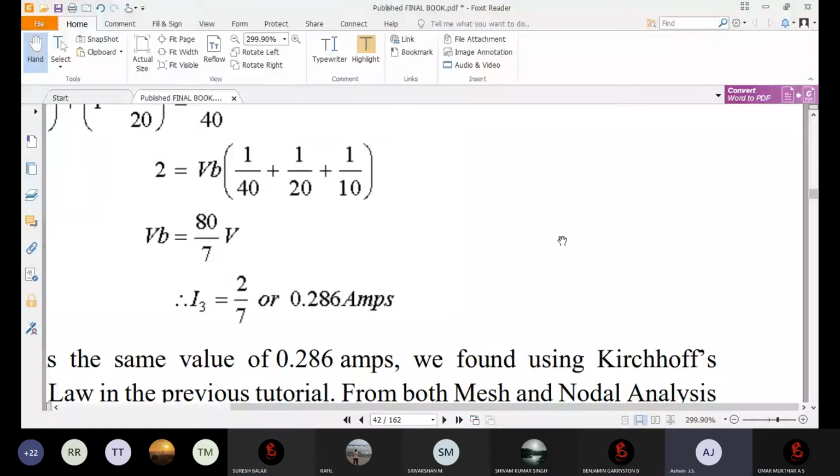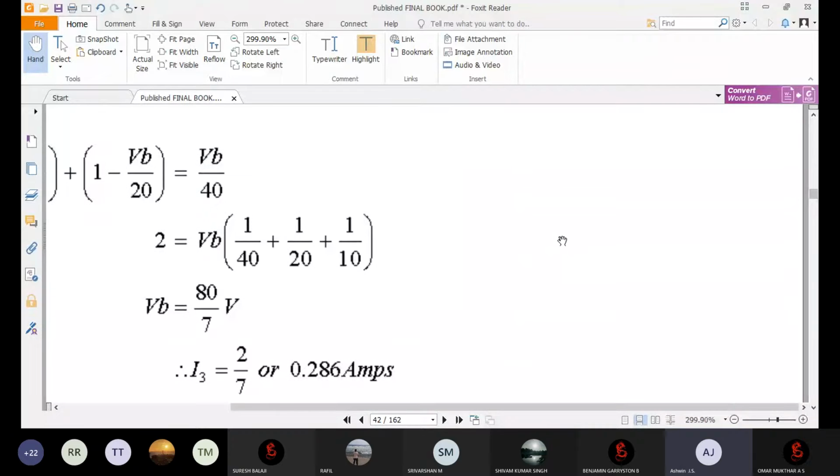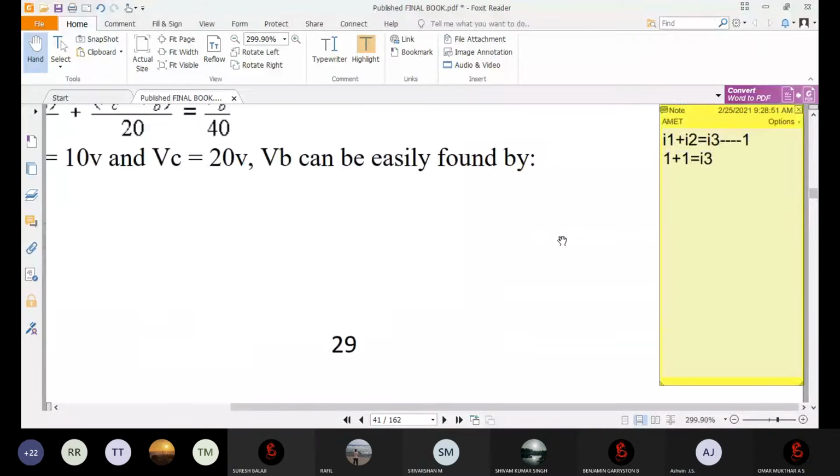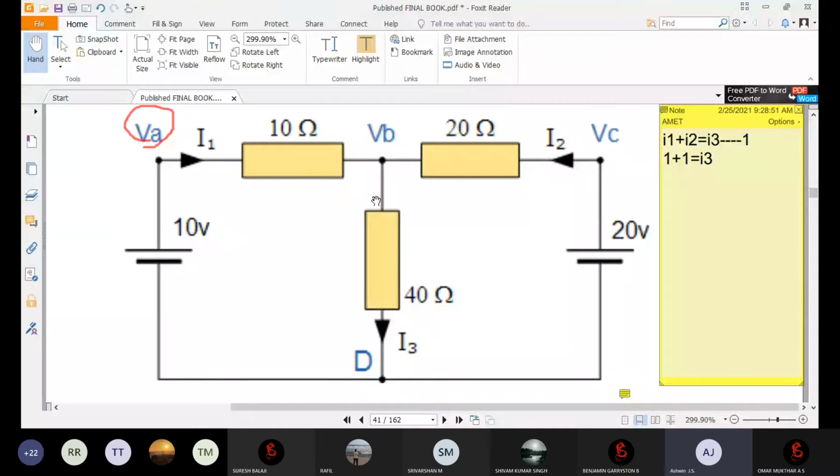Okay. They got some voltage drop. How did they get 0.286, sir? Let's solve that one. So VB is changing. I1 current.